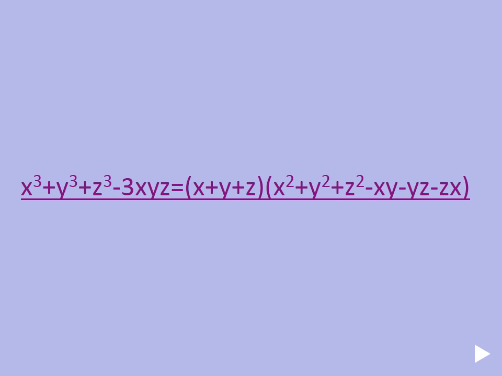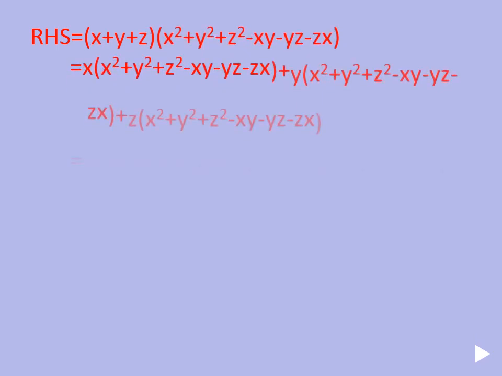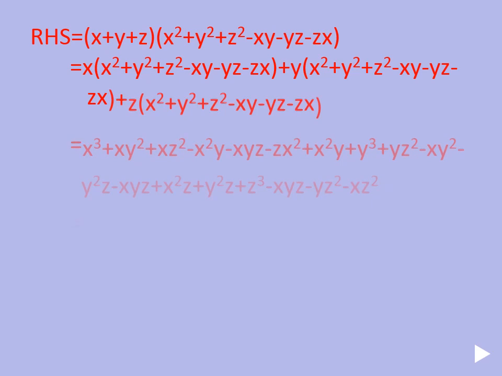So x cube plus y cube plus z cube minus 3xyz equal to x plus y plus z into x square plus y square plus z square minus xy minus yz minus zx. Let us see how we can prove. So RHS we have to take x plus y plus z into x square plus y square plus z square minus xy minus yz minus zx.